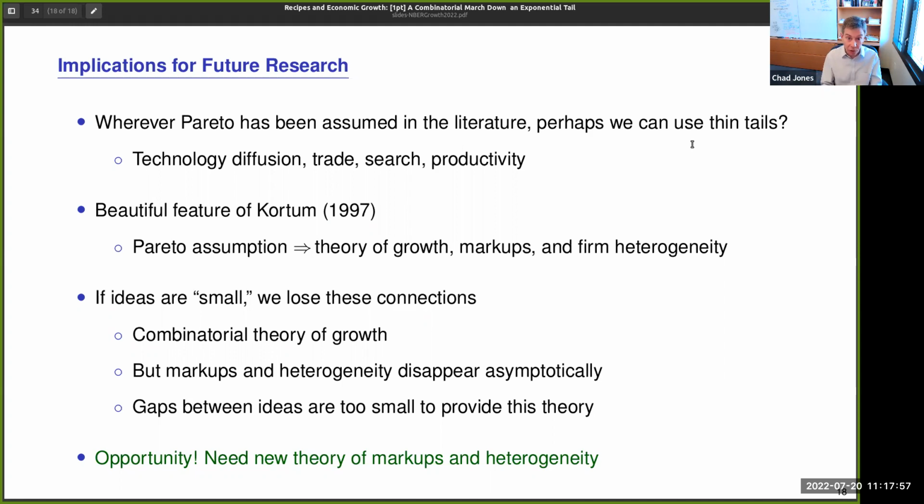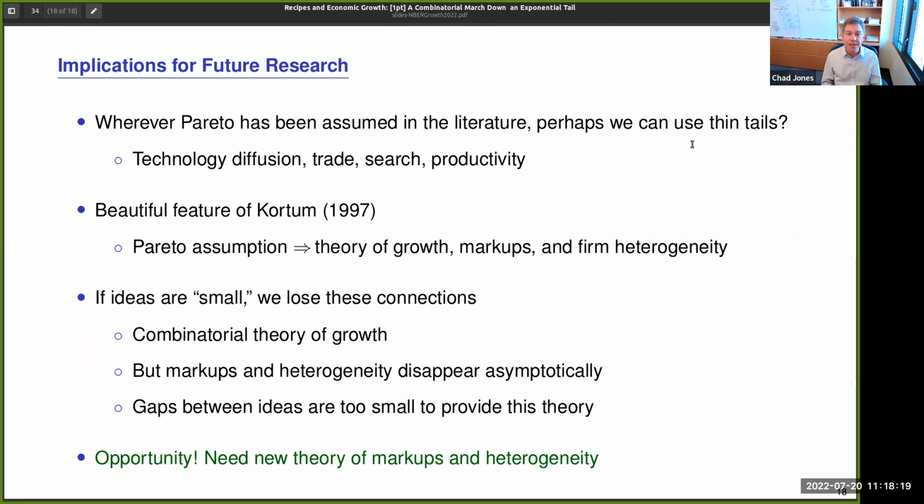Combinatorics gives you the theory of growth. That's what I've shown you in this presentation. But it turns out markups and heterogeneity disappear asymptotically, right? And the problem is, if ideas are small, then the gaps between ideas are very small, and they're too small to give you a theory of proportional markups or proportional heterogeneity.